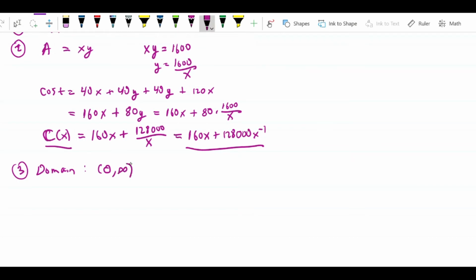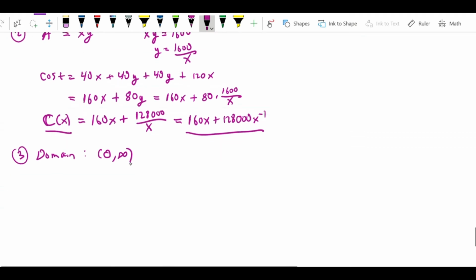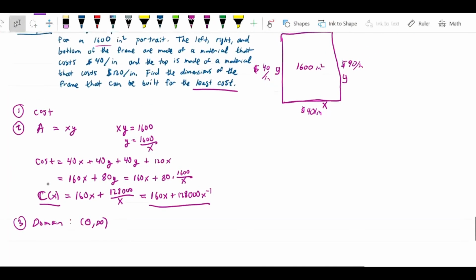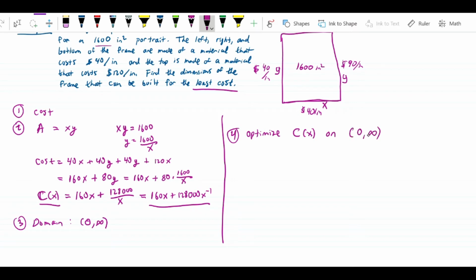This is the first time that we've encountered a problem where the domain is not a closed and bounded interval, so we're going to have to be a little bit clever about how we verify that we've actually found the least cost, as opposed to, let's say, the most cost, and I'll show you how to do that. So what we're now going to do is optimize C of x on the interval 0 to infinity.